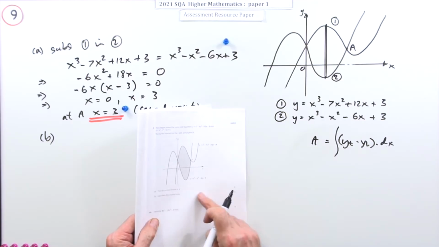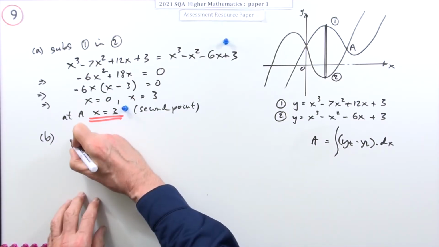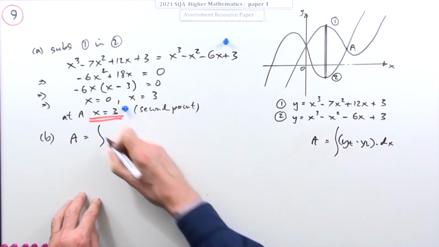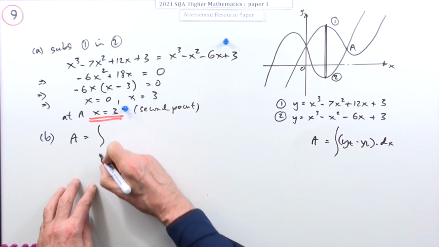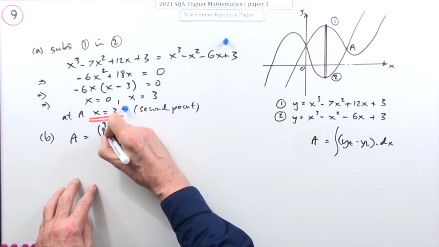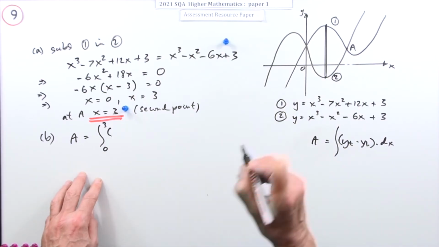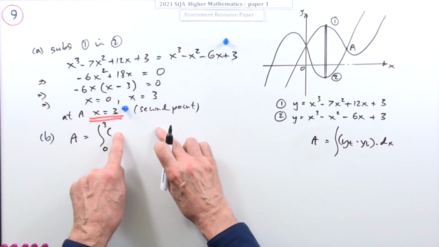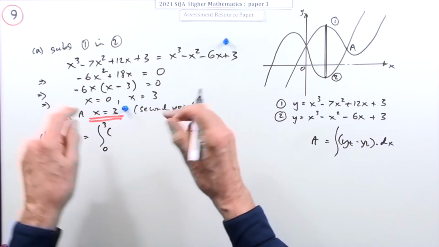So part B, what is that area then? Well, that area is going to be the integral, adding them up, that's the summation sign, the integral from where you start to where you finish, so that's from x is 0 to x is 3 of the top, take away the bottom. Now I've already done that here. So you could just copy that down I suppose, but I think I'll spell it out.